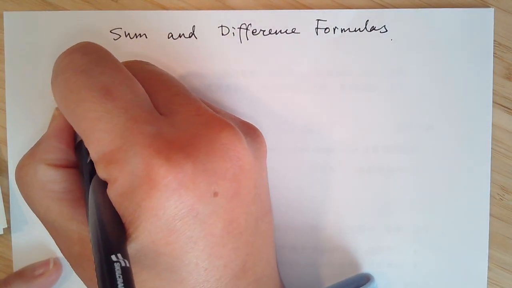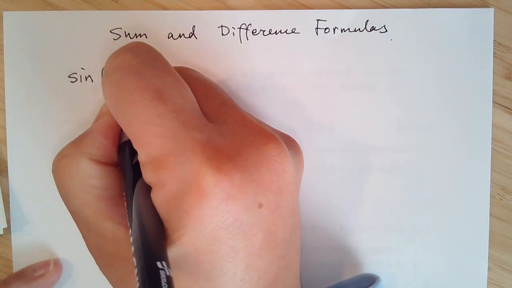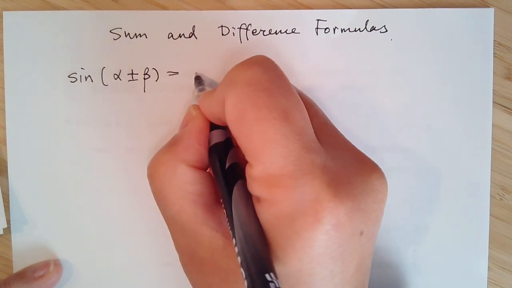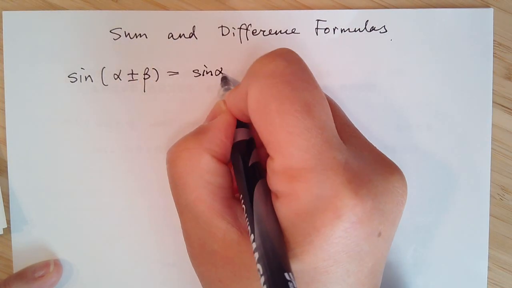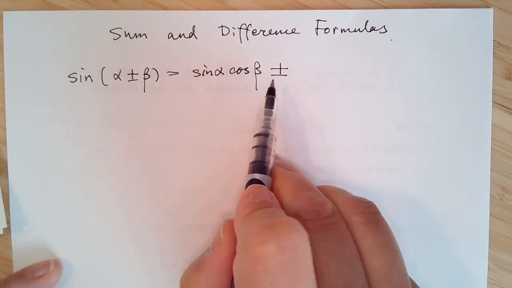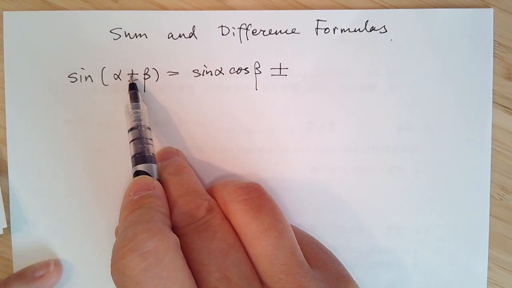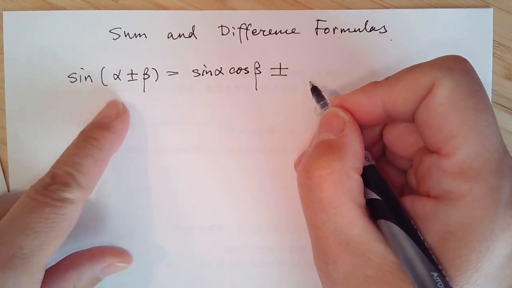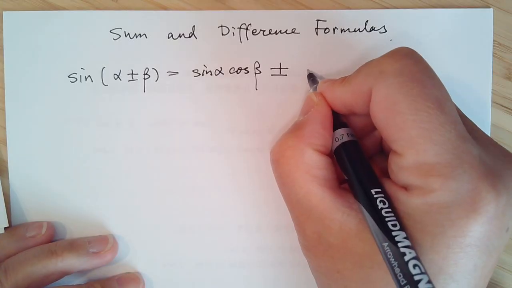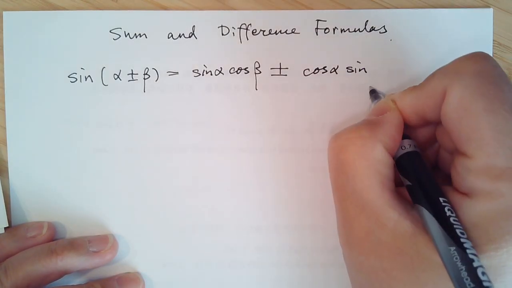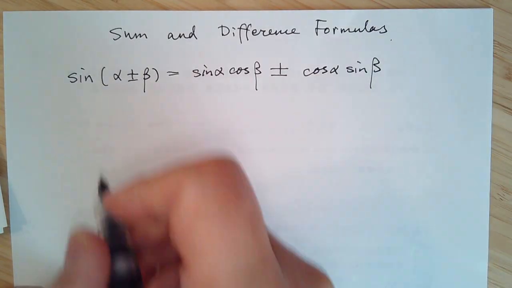So we're going to learn sine of alpha plus or minus beta, which is sine alpha cosine beta plus or minus, well, this plus corresponding to this plus, and this minus corresponding to this minus, cosine alpha sine beta. Okay, so that's the first one.